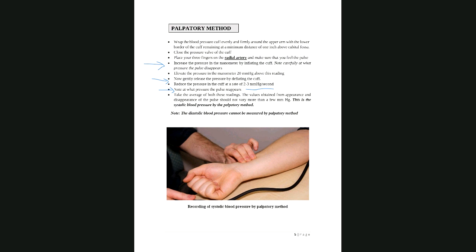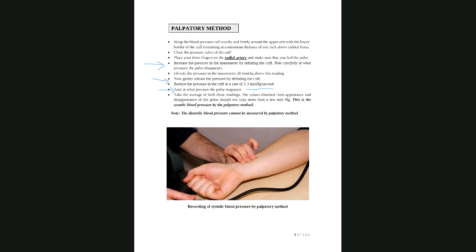So once again, I'm repeating the systolic blood pressure recording by palpatory method. First you have to feel the pulse. After that, you have to increase the pressure. You have to note at what point the pulse disappears. Then you will increase the pressure to 20 millimeters more than that value. Then you will release the pressure at a slower rate, like 2 to 3 millimeters per second, and at one point you will see the pulse reappear. Usually the disappearance and appearance of the pulse will be at the same point.